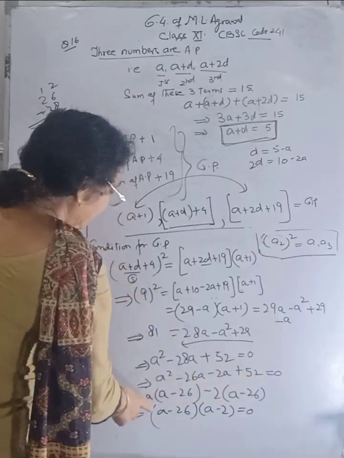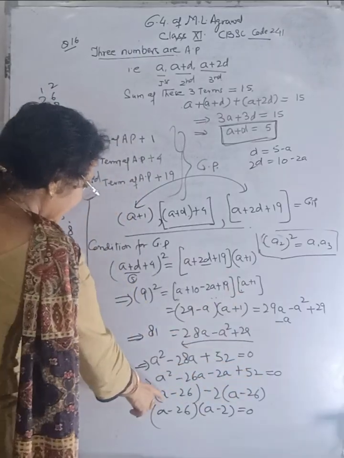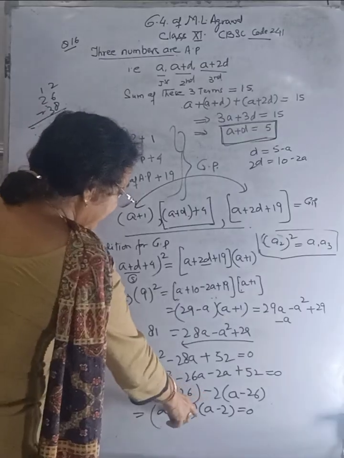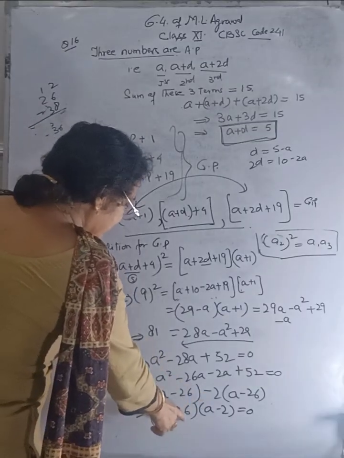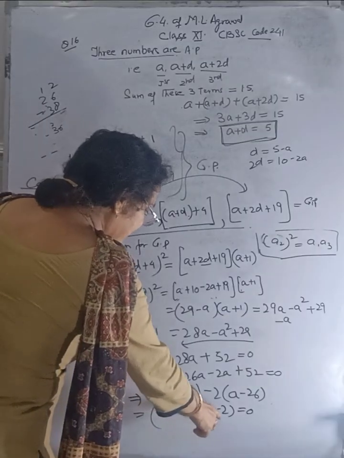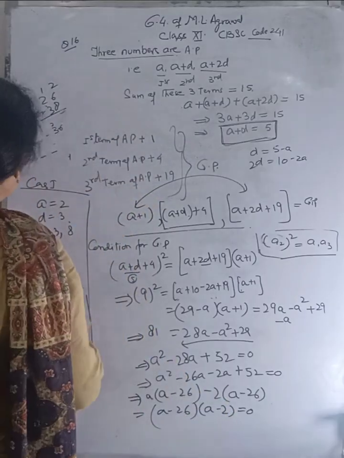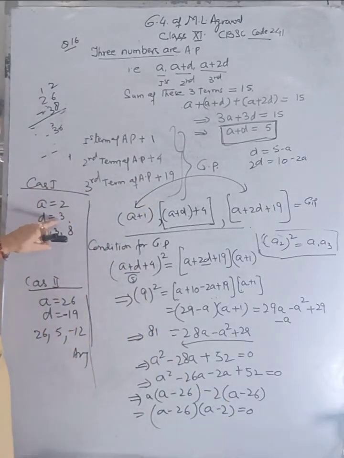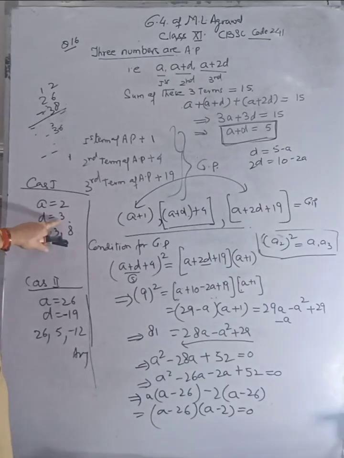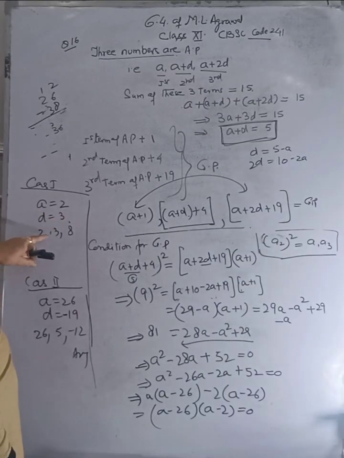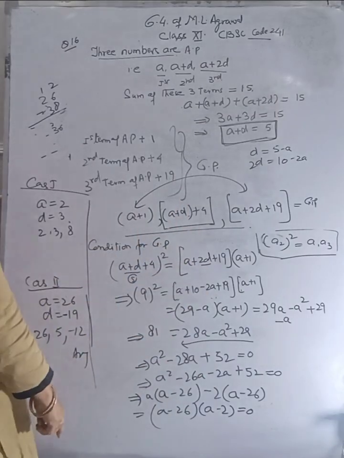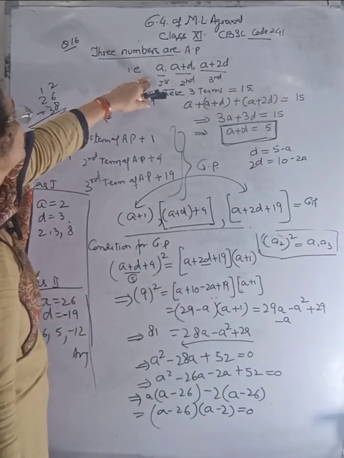After factorization, we get two values: a minus 26 or a minus 2 is equal to 0. It means a may be equal to 26 or a may be equal to 2. When a is equal to 2, then d will be equal to what? 3. Then the series is 2, 5 and 8.